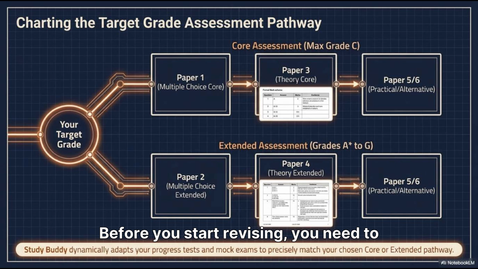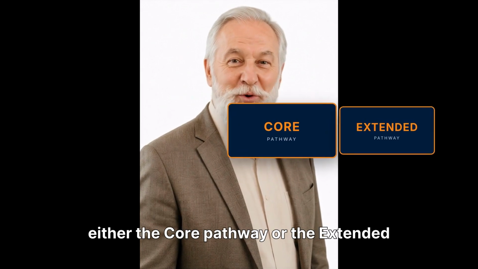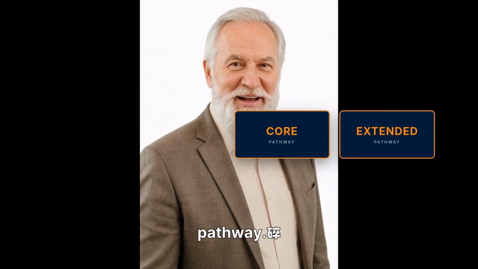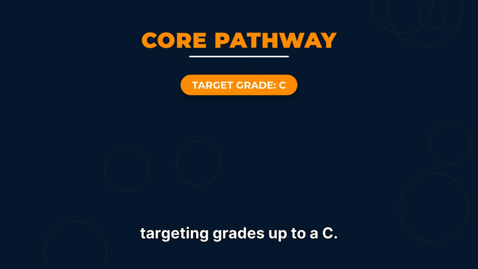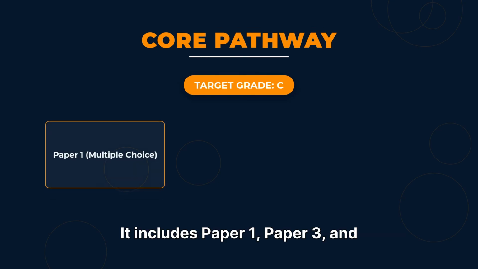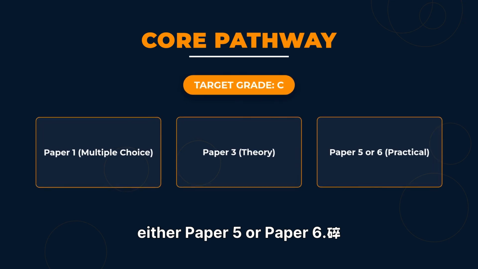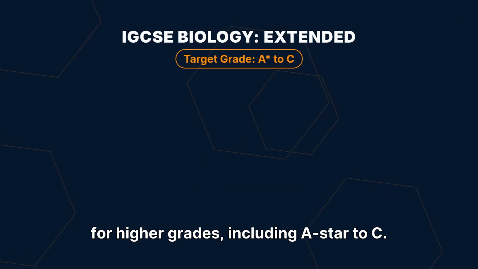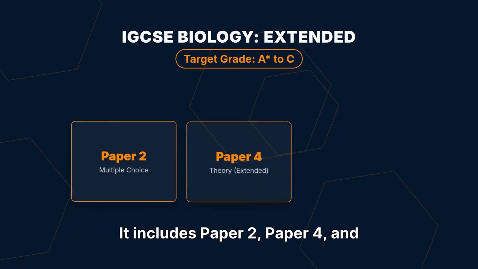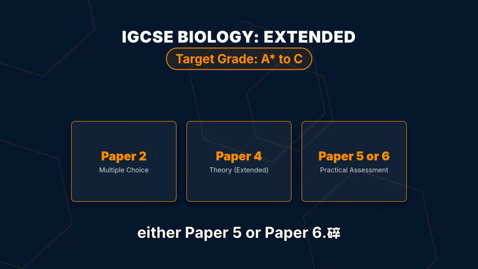Before you start revising, you need to understand your exam route. In Cambridge IGCSE Biology, learners usually follow either the core pathway or the extended pathway. The core pathway is designed for learners targeting grades up to a C. It includes Paper 1, Paper 3, and either Paper 5 or Paper 6. The extended pathway is for learners aiming for higher grades, including A* to C. It includes Paper 2, Paper 4, and either Paper 5 or Paper 6.